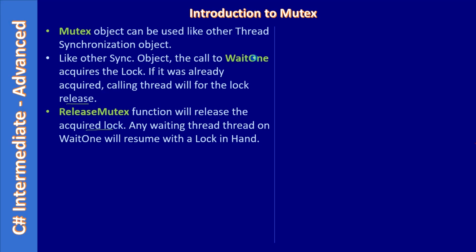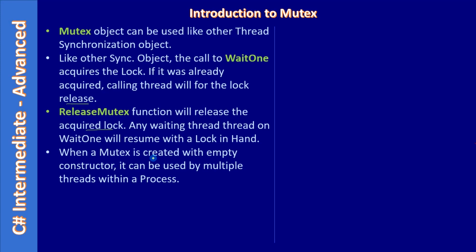That means whoever is waiting on the WaitOne will occur the lock and will enter inside the protected section of the code. Any waiting thread on the WaitOne will resume with a lock in hand. So once you make a call to ReleaseMutex, the other thread which is waiting on the WaitOne will get released.